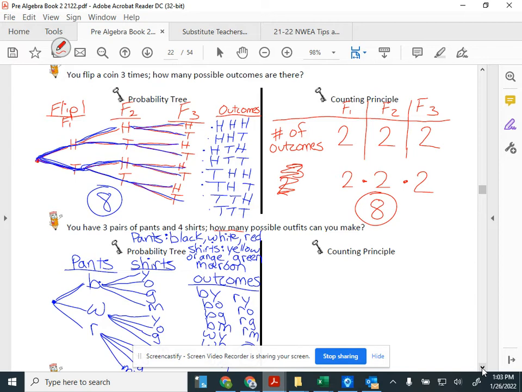Okay, so let's look at those pants and shirts. What would that look like? I'm going to have number of outcomes.